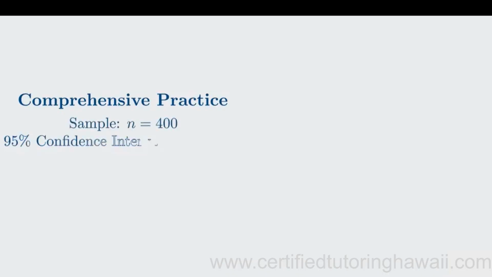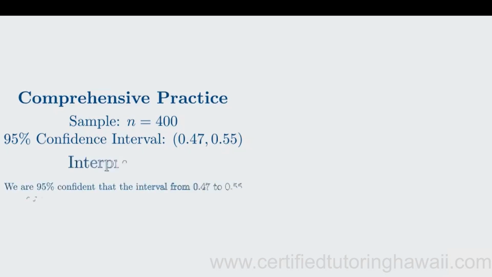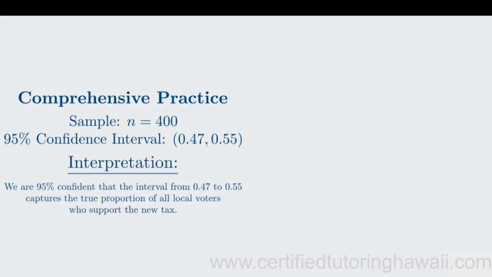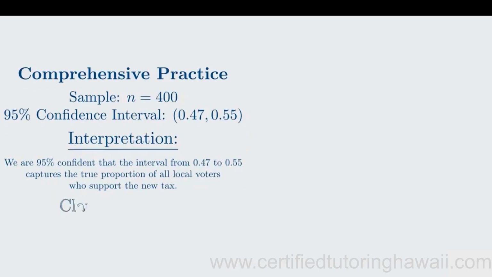A local news station conducts a poll to see if more than 50% of voters support a new tax. From a random sample of 400 voters, they calculate a 95% confidence interval of 0.47 to 0.55. Our first task is to interpret this interval in context. We are 95% confident that the interval from 0.47 to 0.55 captures the true proportion of all local voters who support the new tax.